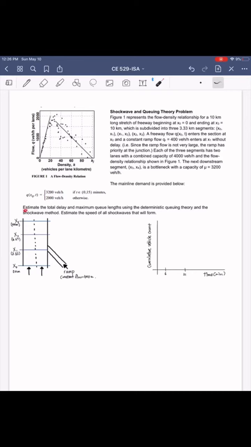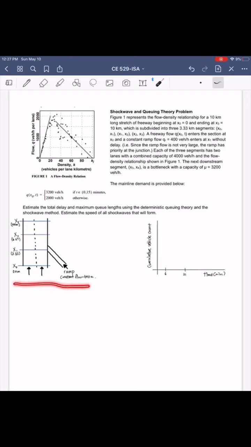And it says estimate the total delay and maximum queue lengths using the deterministic queuing theory and the shockwave method. Estimate the speed of the shockwaves that will form. So I'm going to first start with the deterministic queuing theory and then jump to the shockwave method. So before we do that, let's first take a look at this problem here.